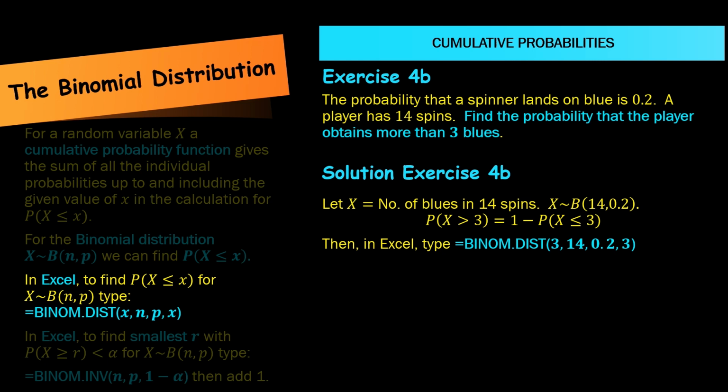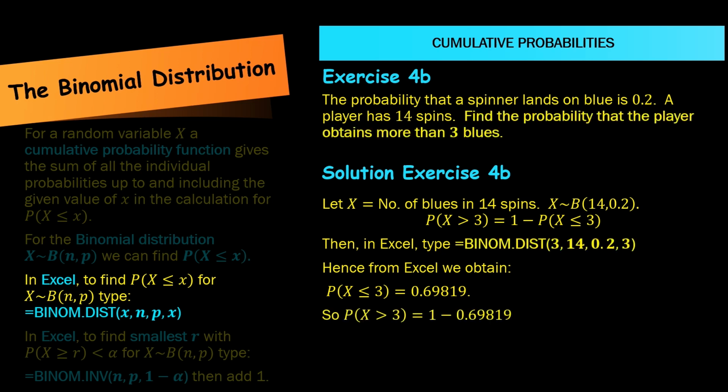So in Excel we need to type equals binom.dist with x equal to 3, n equals 14, and p equal to 0.2, and commas separating the figures. And so from Excel we obtain that the probability of x less than or equal to 3 is equal to 0.69819. Therefore we have that the probability of x greater than 3 equals 1 minus 0.69819, and this equals 0.30181.